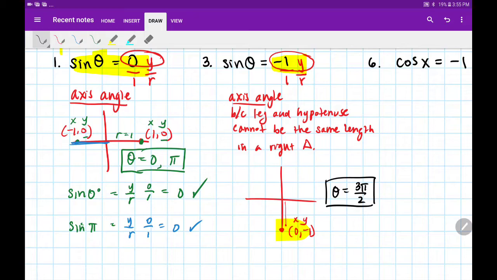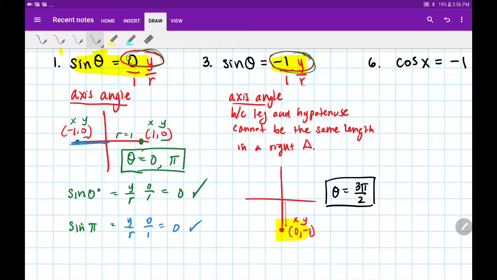So again, here are the steps. We're writing out our formula, y over r. Next, we're identifying whether it's an axis angle or a triangle. So far, we've had axis angles. In the first one, we knew it was an axis angle because our side length can't be 0. In the second example, we knew it was an axis angle because the hypotenuse and the leg can never be the same length.